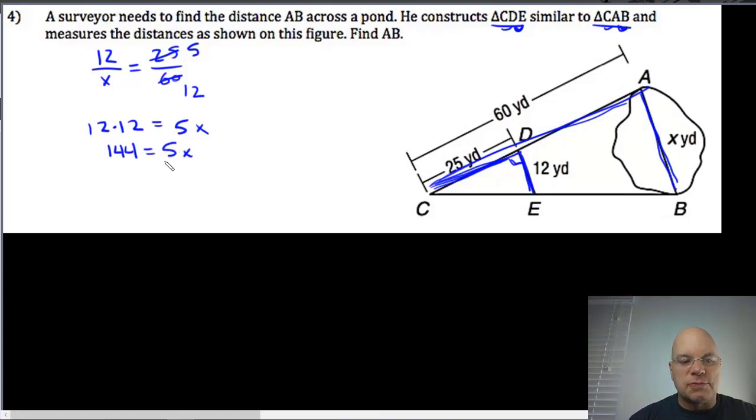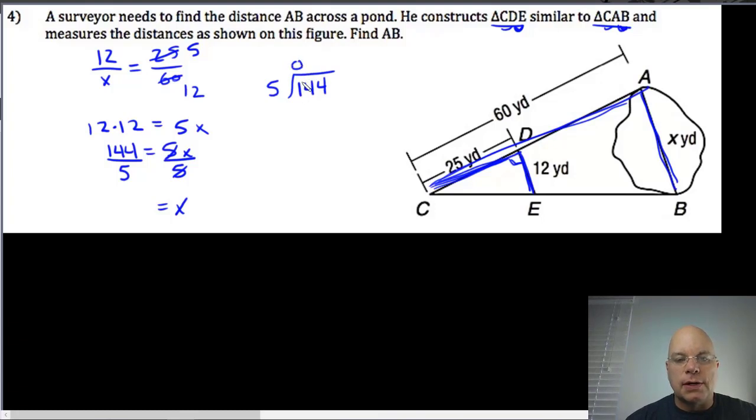And we can solve for x by dividing both sides by 5. I can undo multiplying by 5 here by dividing by 5. That will give me 1x, which is x. I have to do the same thing on the other side because of the property of equality. And so we get x is equal to this quotient, 144 divided by 5.